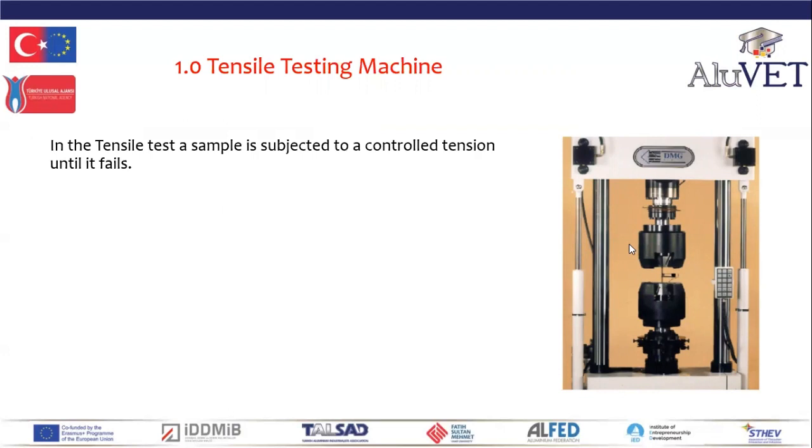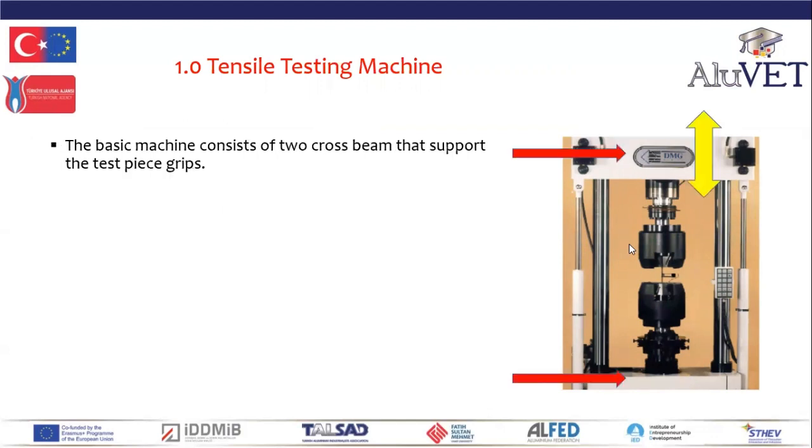In the tensile test, a sample, it could be a test piece or an actual component, is subjected to controlled tension, a controlled stress until it fails, a controlled load until it fails. The basic tensile testing machine consists of a frame that supports two cross beams, one fixed and the second movable. Normally, the bottom cross beam is fixed, indicated by the red arrow, and the top cross beam can be moved upwards and downwards.